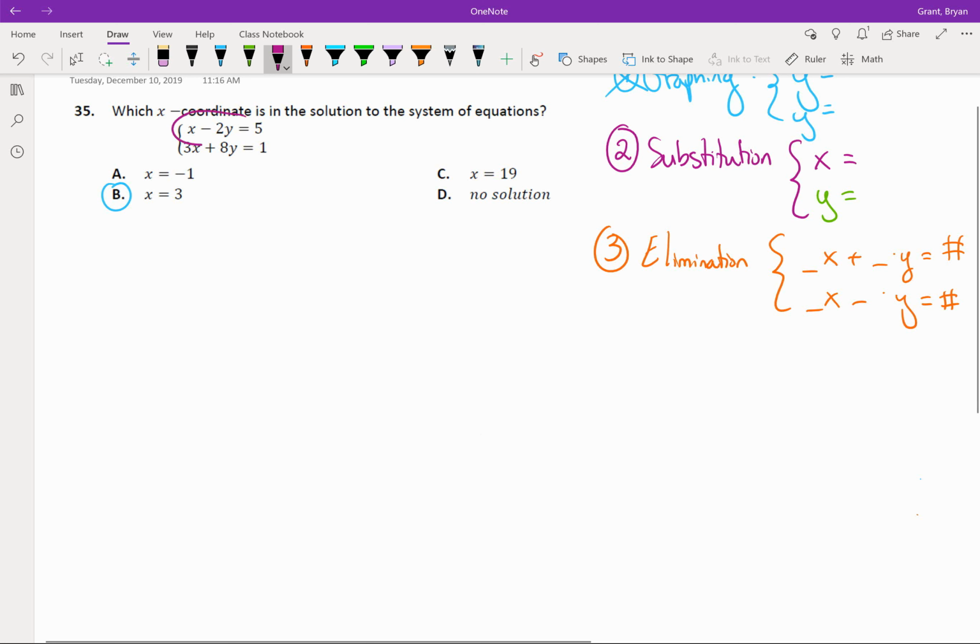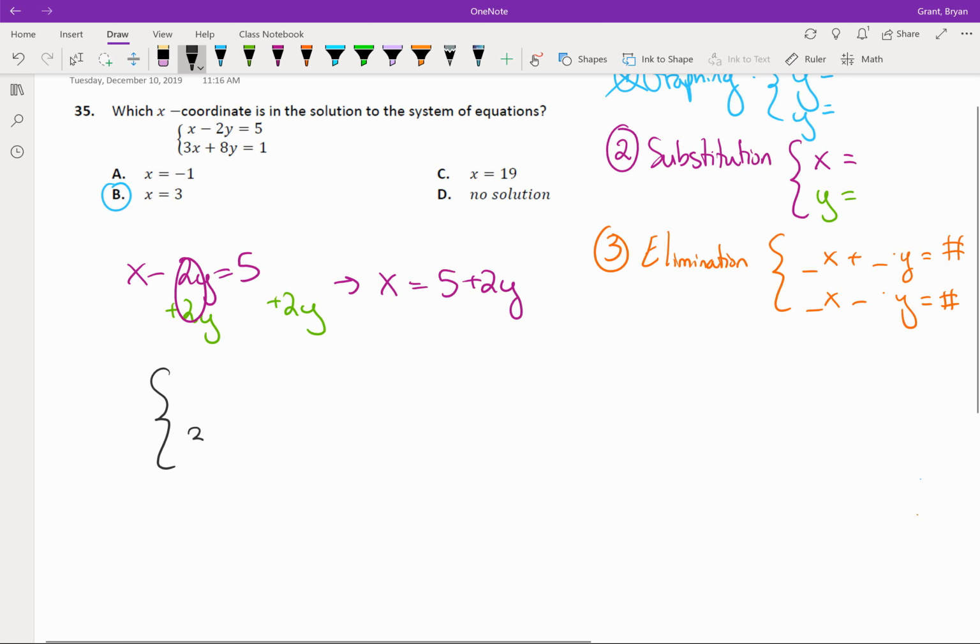And so looking at this top equation, I think it'd be pretty easy to get this x by itself in the top equation. And we'd get it by itself by removing the -2y. Okay, so let's see, what does that give us? Those cancel. It leaves me with an x on the left side, and then I'm looking at a 5 plus 2y on the right side. So here's my new system of equations. The bottom didn't change. 3x plus 8y equals 1. The top did change. I had to manipulate. I had to use algebra to move our terms around to get x equals 5 plus 2y.